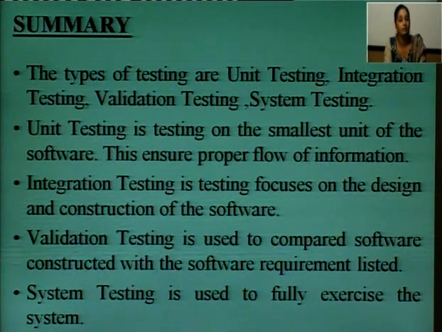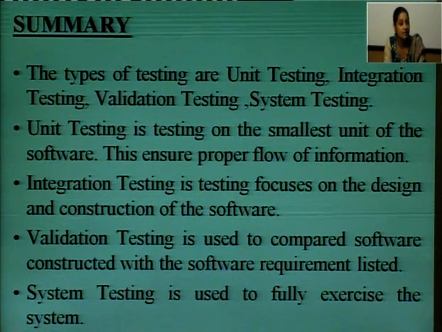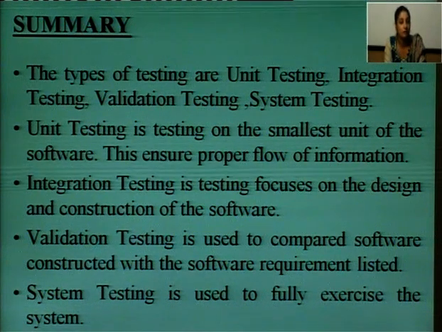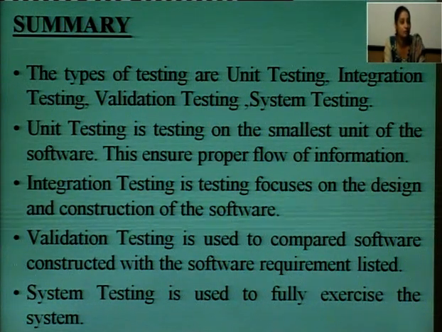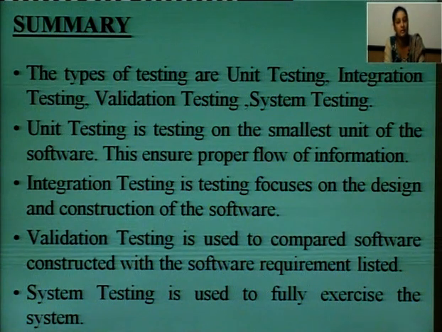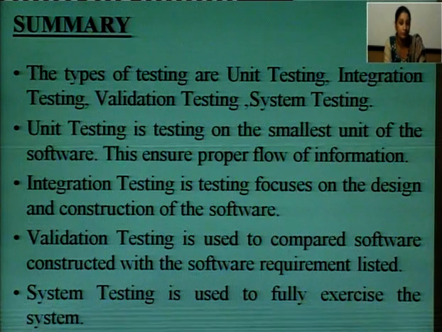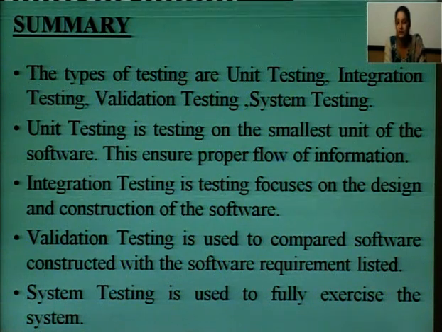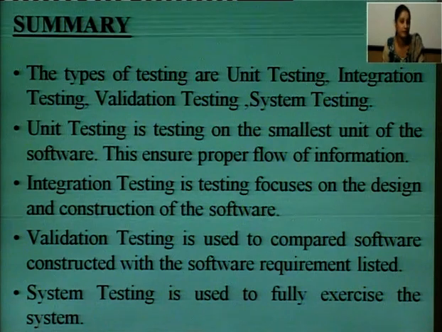The various types of testing are unit testing, integration testing, validation testing, and system testing. Unit testing is on a smaller unit of the software. Integration testing is focused on the design and the construction of the software. Validation testing compares the software with the software requirements. In system testing, we fully exercise the system.